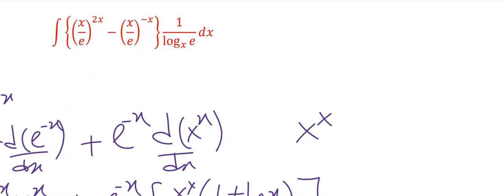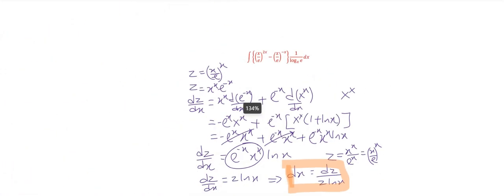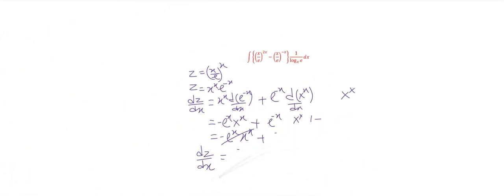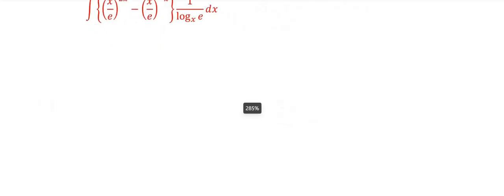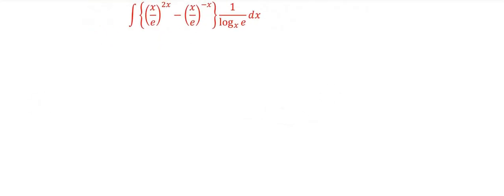This is the question. Don't forget, let me clean. Let me erase all this, so it will be easier for me. So I have dx equal to dz over z ln x.